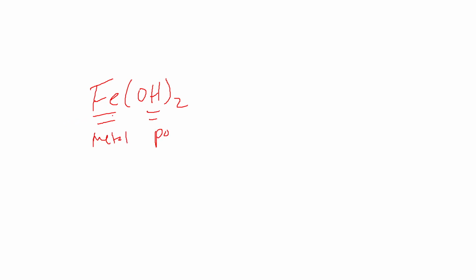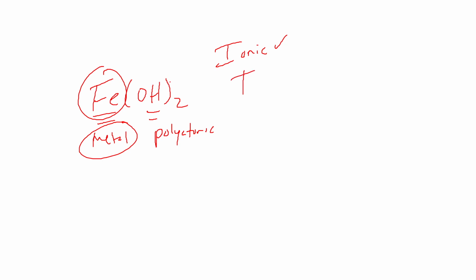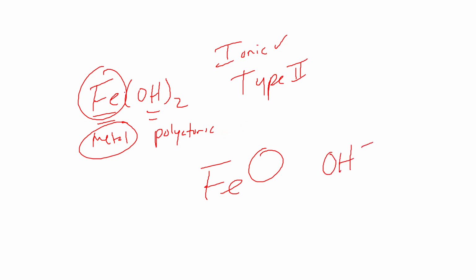That is a polyatomic ion, and that tells me it's ionic. Metal most important, transition metal tells me it's type 2, which means I need a Roman numeral. So we're going to figure out our charge here on the iron. I do know OH is OH minus, and I have not one but 2 of them. So that's going to give me a net -2, means my iron is +2.